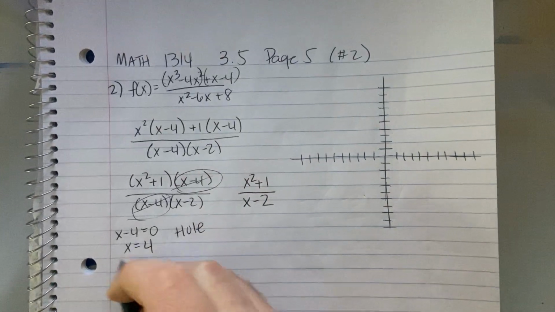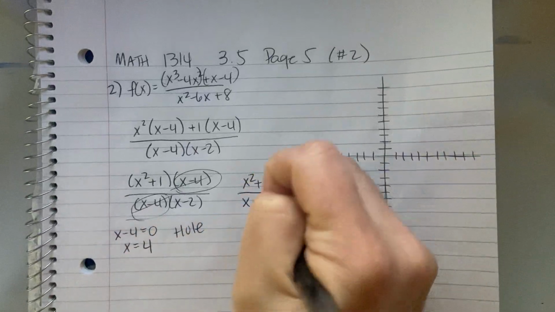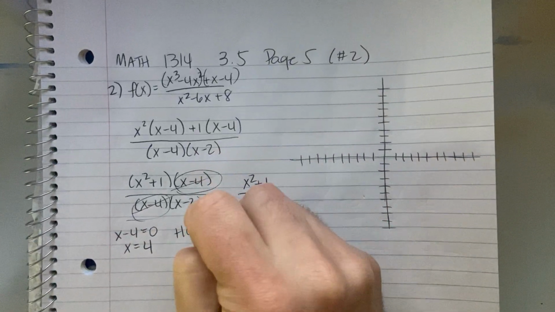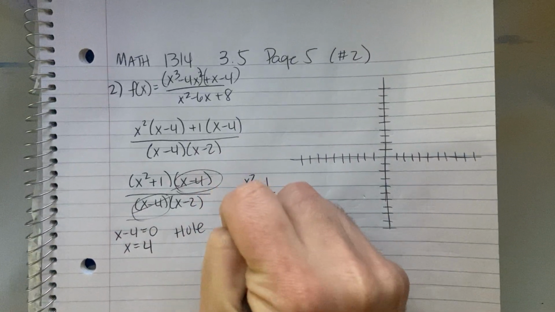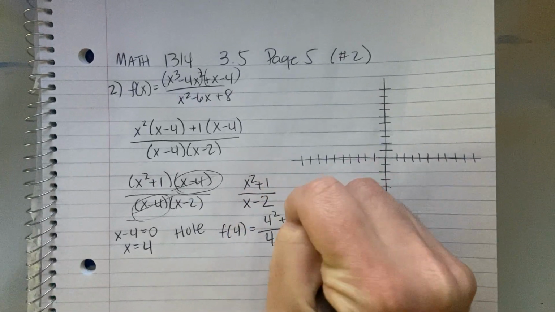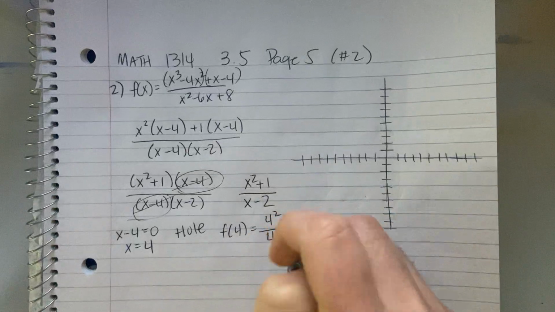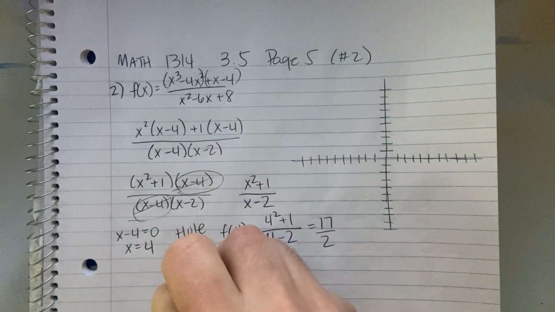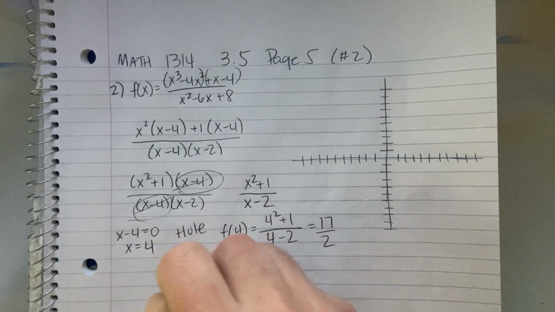To find the y value that goes with the hole, we have to plug in 4 to what's remaining. So f of 4 equals 4 squared plus 1 over 4 minus 2. That's 17 halves. So you have the point (4, 17/2), which is a hole.